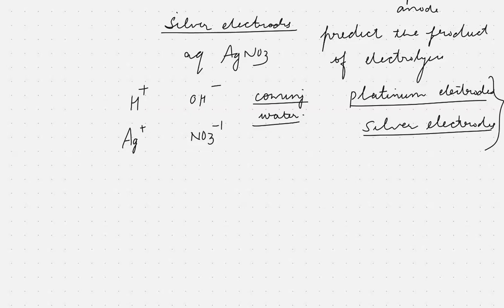Now, we have platinum electrodes. So we have H plus and Ag plus. Once we have H plus and once we have Ag plus, what does that mean? Ag plus will be deposited. So at the cathode, what is going to be my equation?